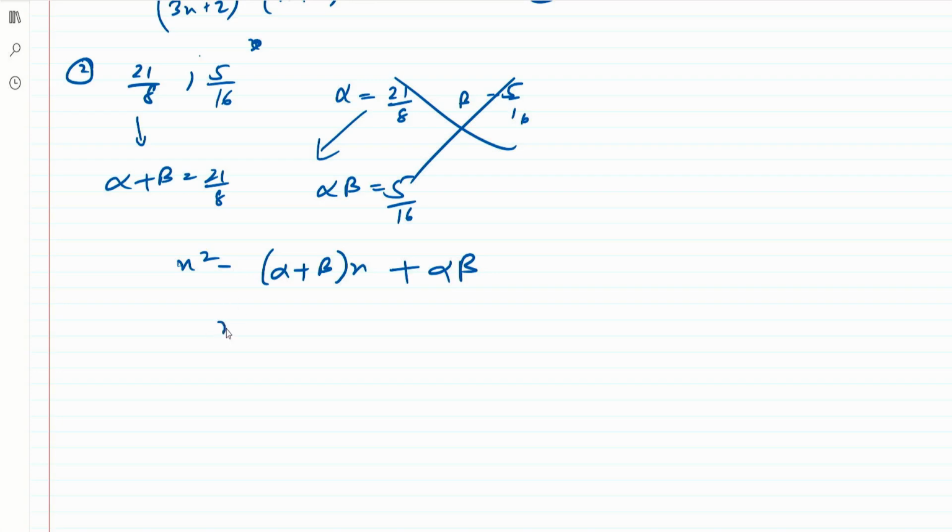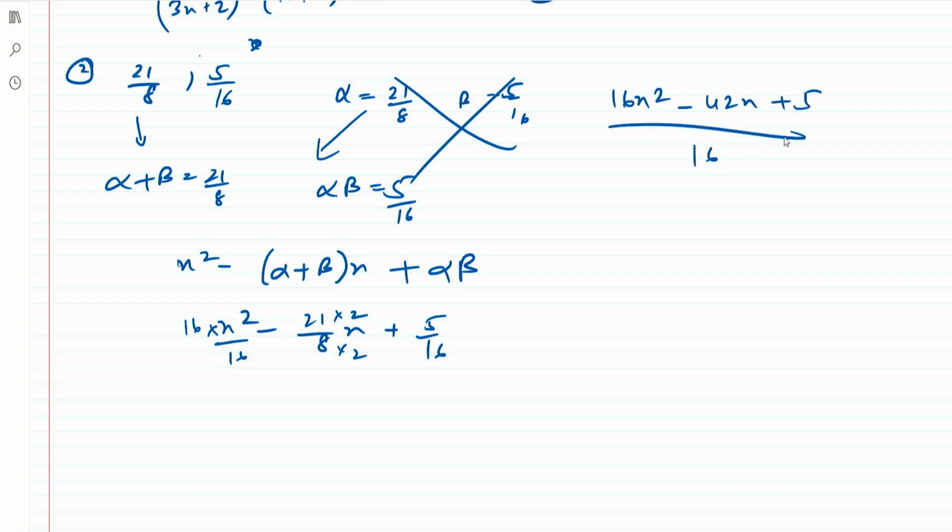This is very easy. x square minus alpha plus beta, I can substitute 21 by 8 x plus alpha beta, I can substitute 5 by 16. Clear? Now LCM I am doing 16. It will become 16x square minus 42x plus 5, whole divided by 16 is equal to 0. So you can send this side.